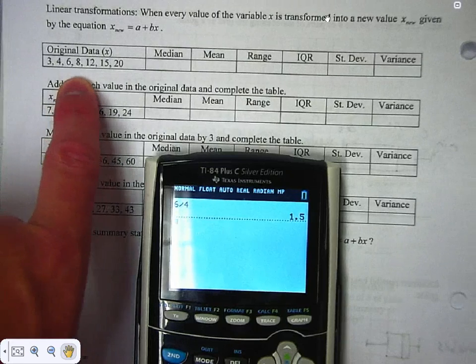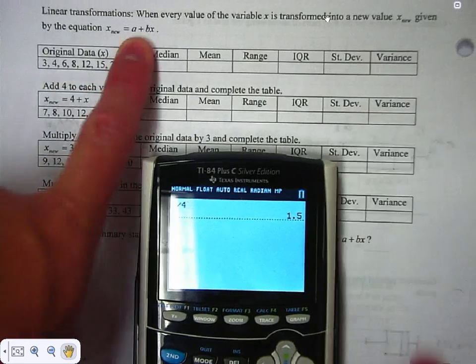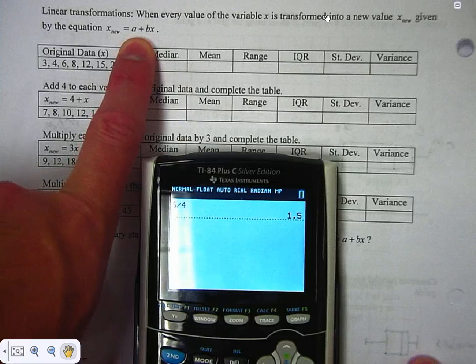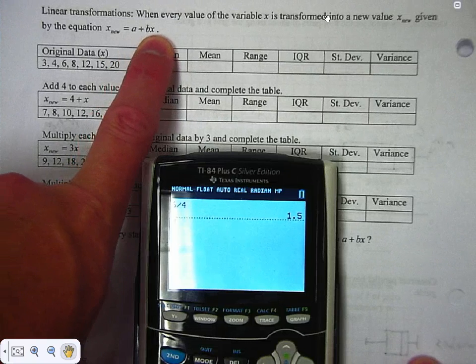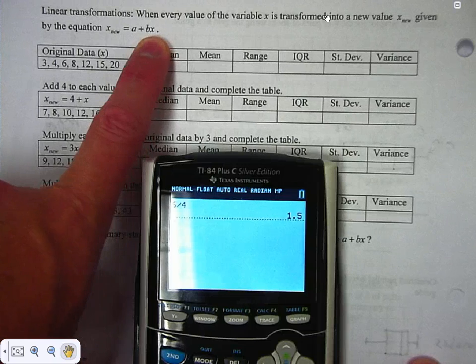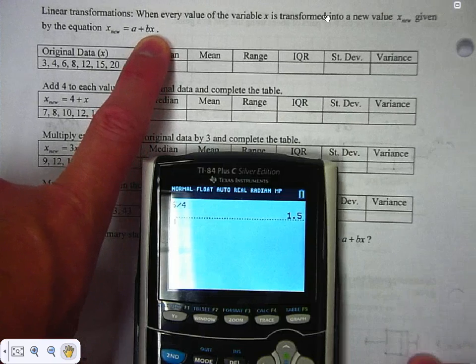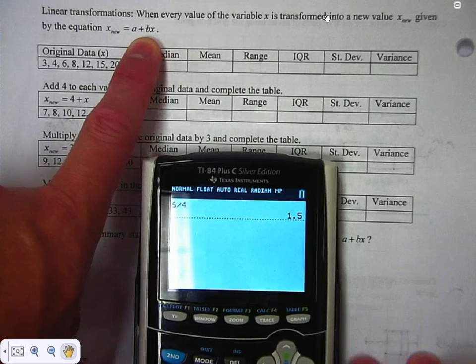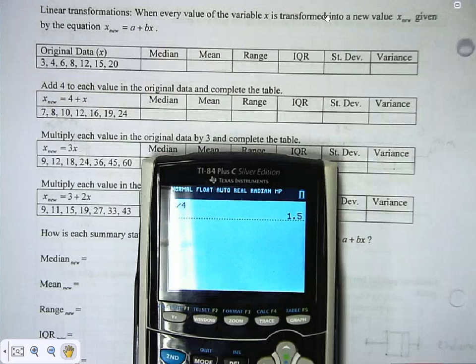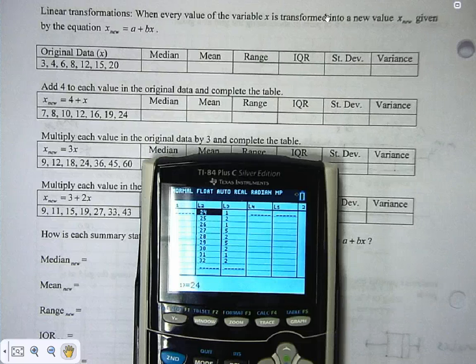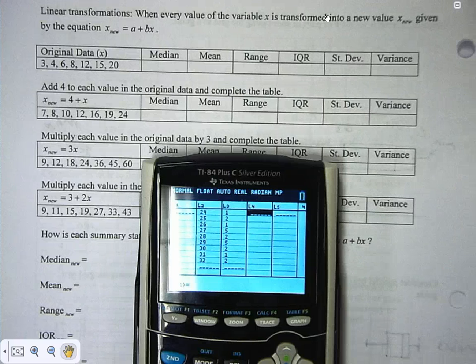So what I would like for you to do, and again, what we're going to talk about is what your linear transformation might look like. So all of your data points, all of your x's, we're either going to multiply by a constant or divide, or add or subtract a constant, or we might do both at the same time. Okay? So what are our new data points, and how does that affect our numerical summaries? So do this pretty easily. If you will put these into a list, right? 3, 4, 6, 8, 12, 15, and 20.